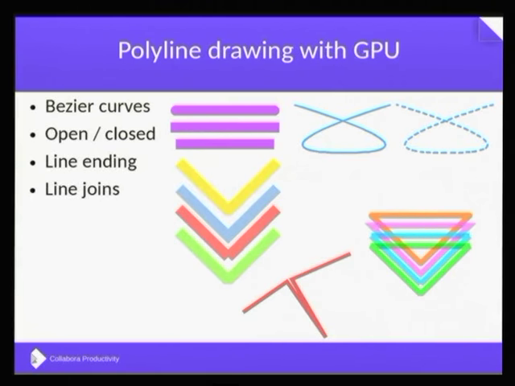The next is polyline drawing. I use these polylines for testing of the implementation. A polyline is usually made of Bezier curves. They can be open or closed. They usually have line endings and line beginnings, rounded or just square, and line joints. These are the possible line joints: they can be rounded or miter, doesn't have any, or just bevel shaped.